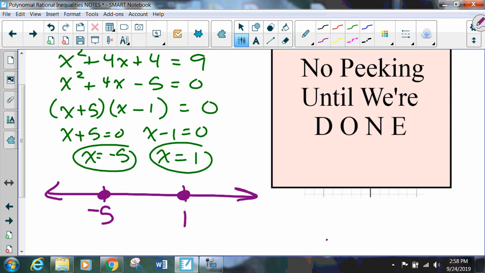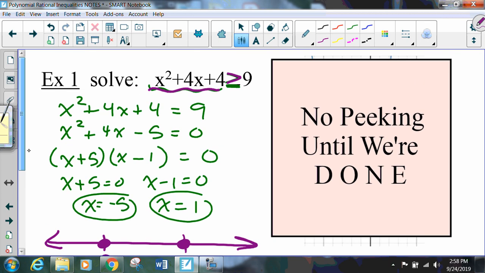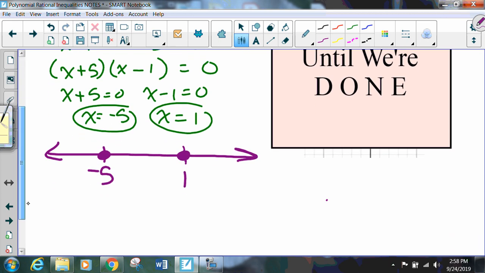Now we know that there are more answers that could make our original inequality work. So we're going to test all the intervals on either side of the two answers we have, -5 and 1. We're going to test the left side of -5. What do you think would be a good number to test? I'm going to pick -6. We could test any number on the left side.